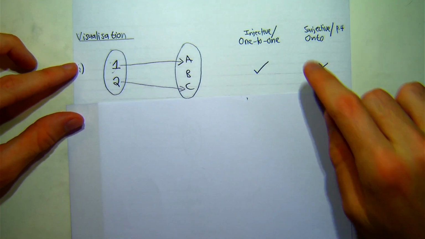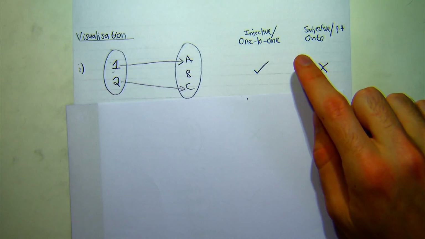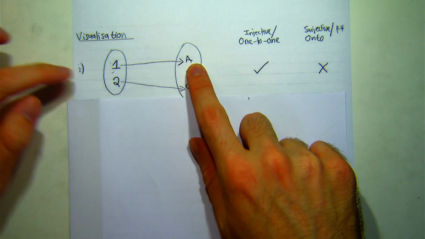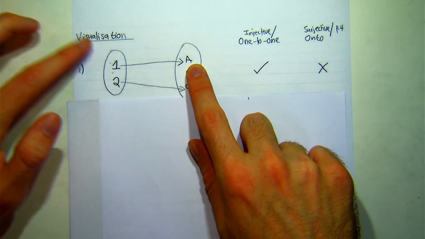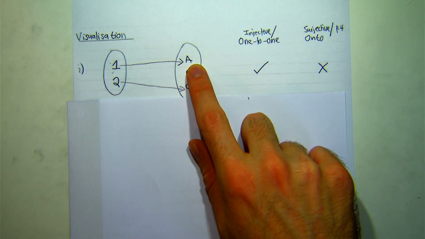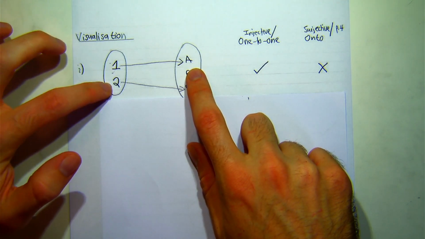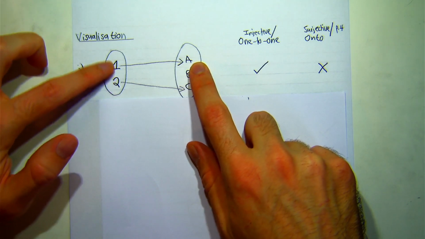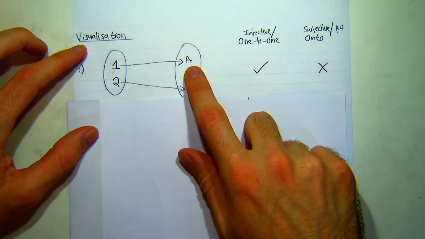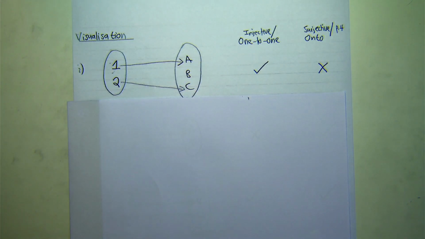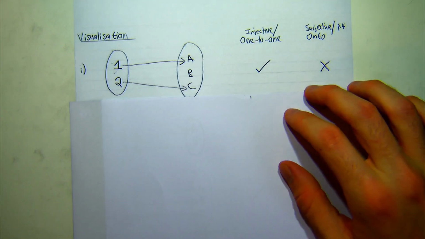We can see that it is injective because everything in the codomain, when it is hit, is only hit by at most one element in the domain. So it's not the case that f of 1 and f of 2 is equal to A, but 1 is not equal to 2. If we know that f of something is equal to A, we know for a fact it must be 1, and same with f of C. And that is what makes it injective or one-to-one.